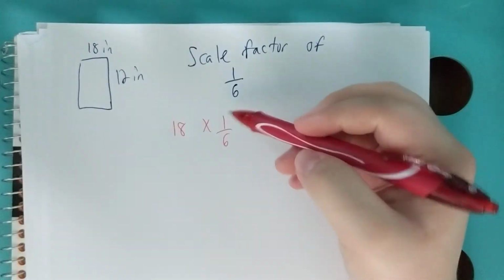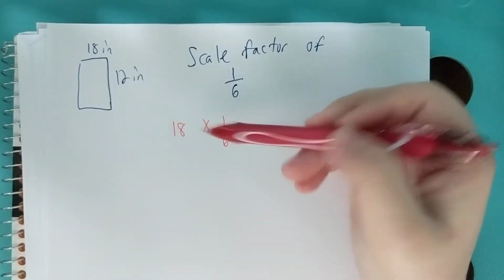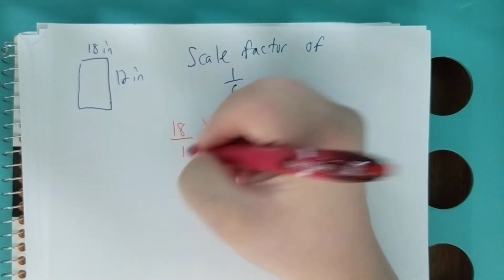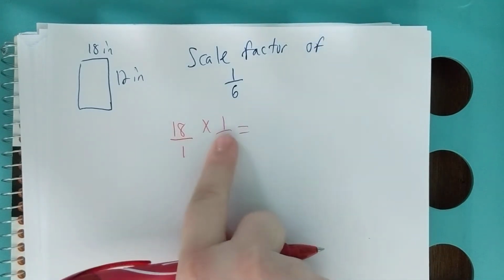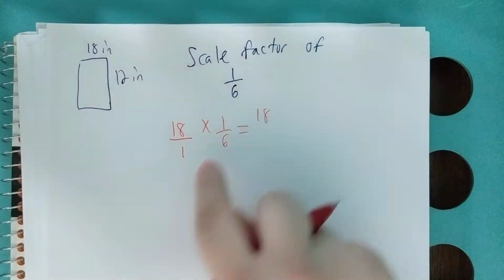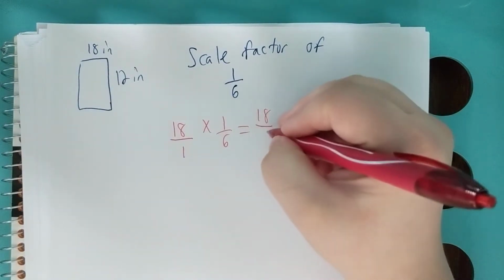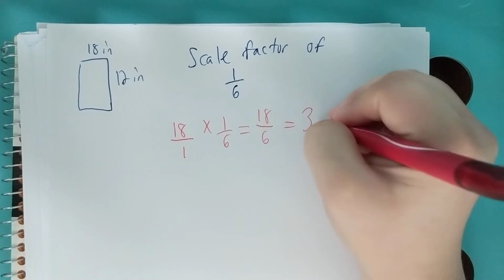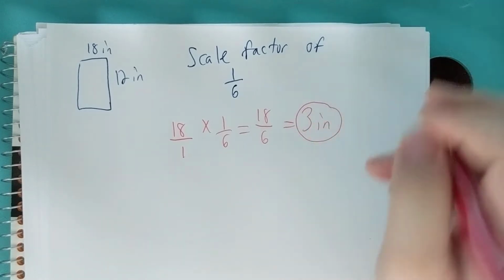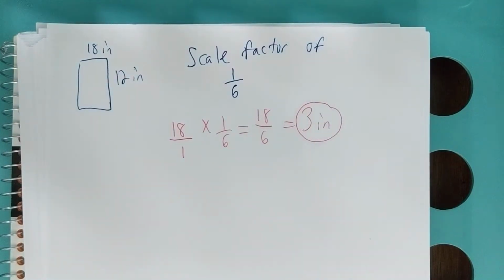So I'm going to do 18 times 1/6. If you ever don't have a denominator, I would turn it into a fraction and make the denominator 1. So 18 times 1 is 18. 1 times 6 is 6. 18 divided by 6 is 3. So my final answer there would be 3 inches.